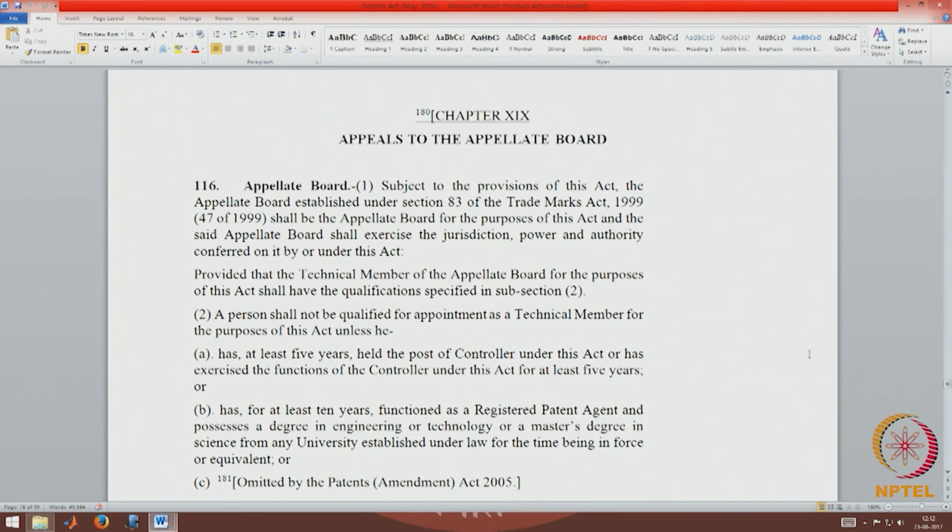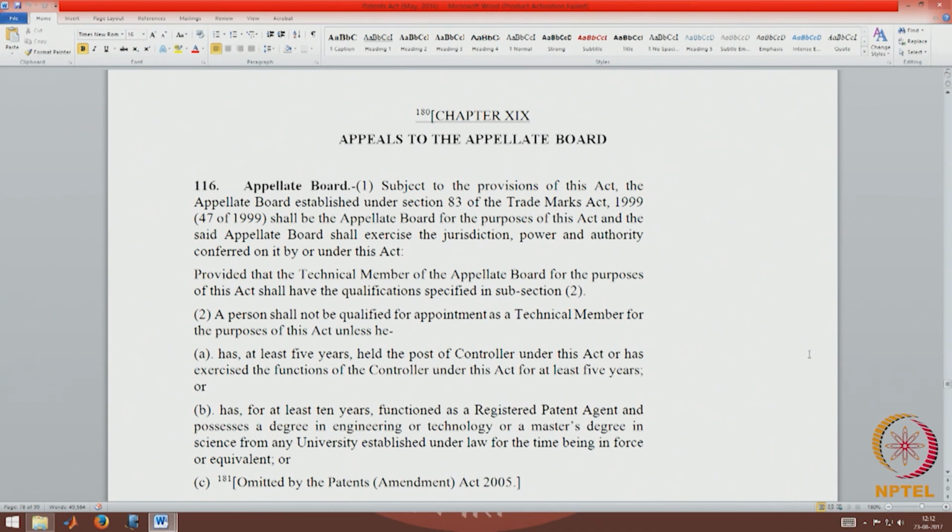Now, section 116 tells us that the appellate board is the same board that was established under the Trademarks Act 1999, but the only difference being that the technical member of the appellate board shall have qualifications pertaining to patent law. In trademark law, the person need not have qualifications pertaining to patent law.